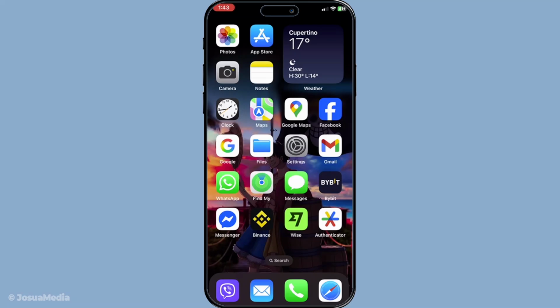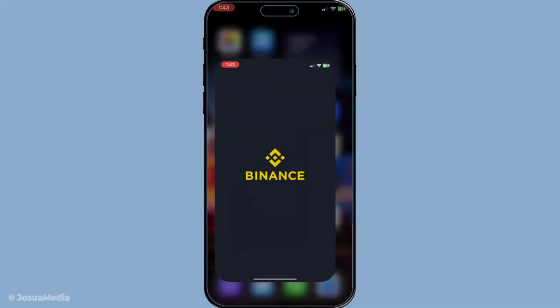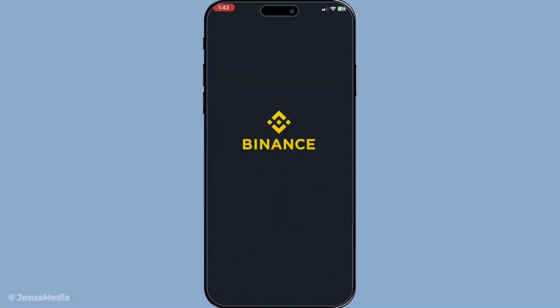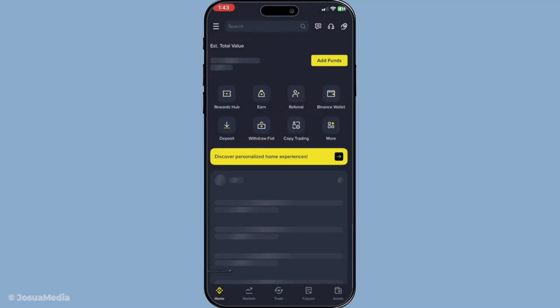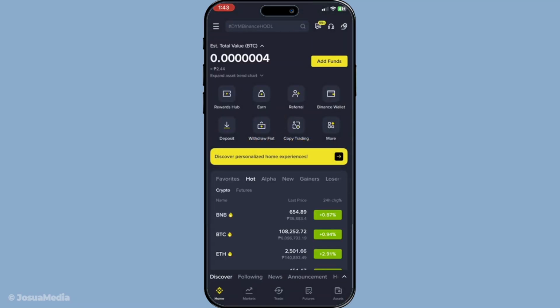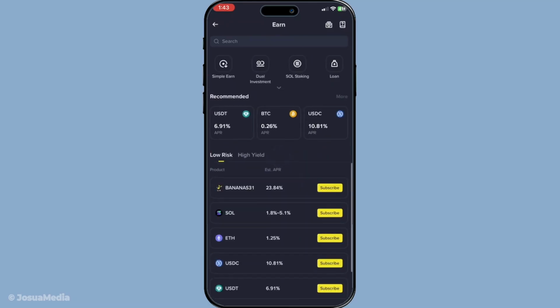First, you'll want to open your Binance app. Once you're in the app, navigate to the Earn section. This will be your gateway to making your assets work for you. Under Earn, you'll find Simple Earn. Go ahead and tap on that option.